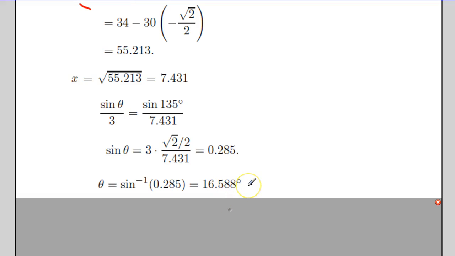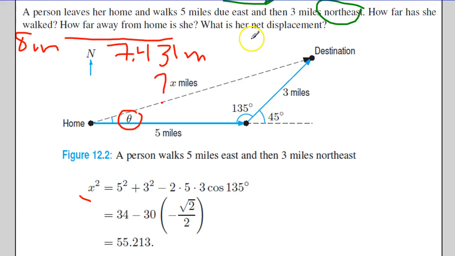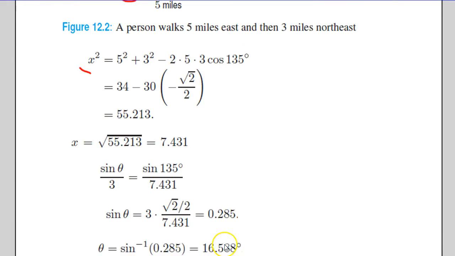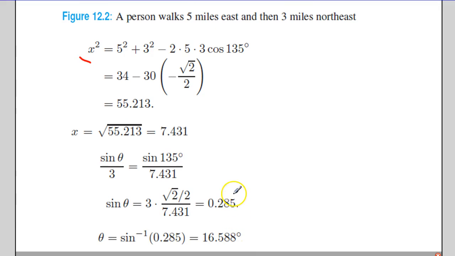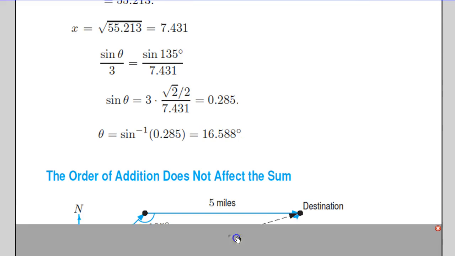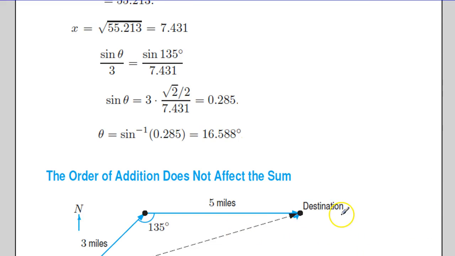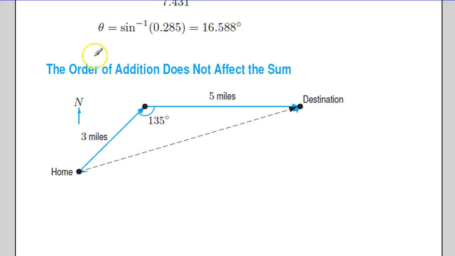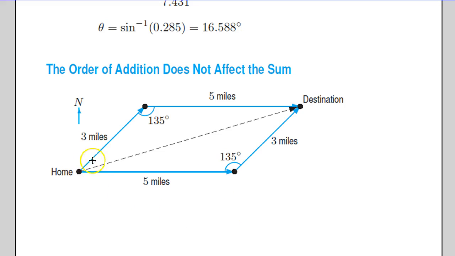So now we can say that the net displacement is actually made up of two things: the length, which is 7.431 miles, and with an angle of 16.588 degrees approximately. Okay. I just want to point out the order of addition does not affect the sum. Whether we added 3 and 5 in a different direction, we still would have gotten the exact same displacement vector, and we still would have gotten the exact same angle, and that's because of geometry properties of parallelograms. So same length and then same angle in this case.